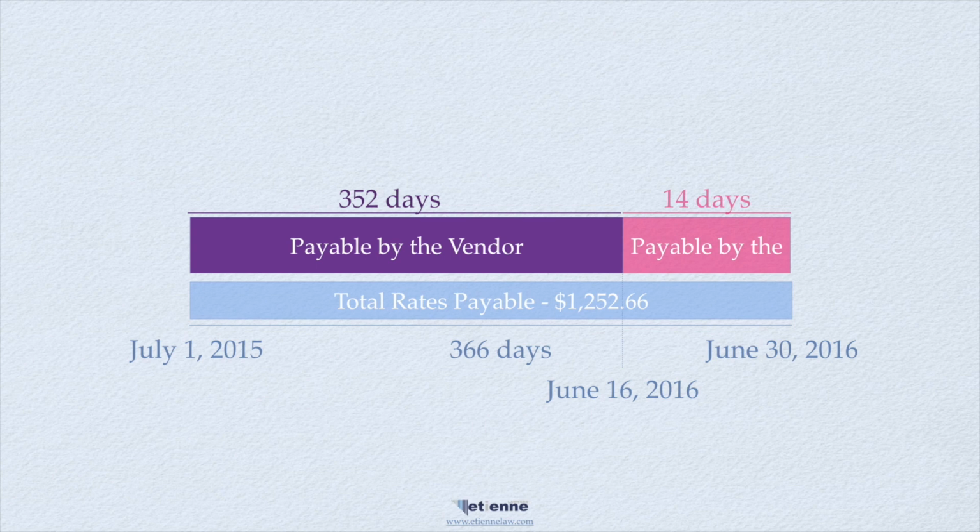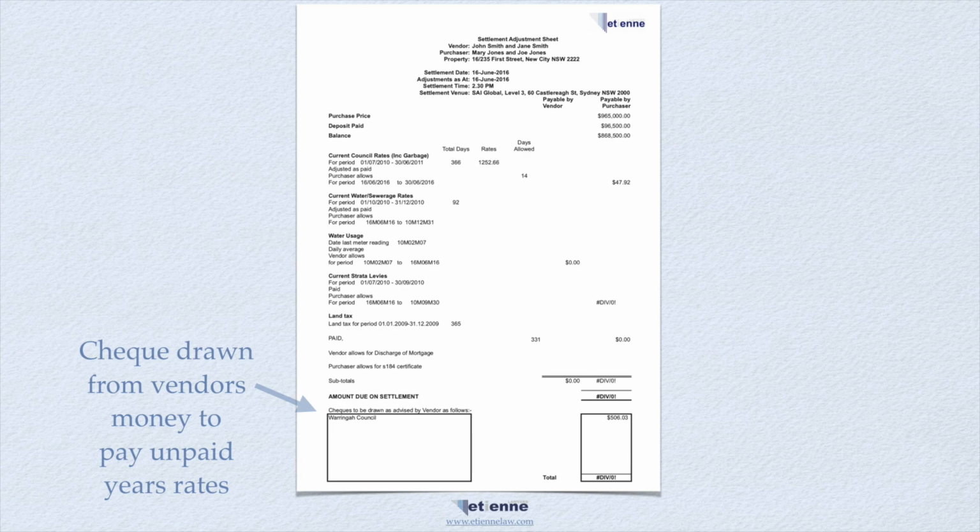In this instance, $506.03. The rates now being paid in full, you as purchaser owe or have to compensate the vendor for 14 days. This is the adjustment in the settlement sheet where we calculate the amount that 14 days rates represents and adjust the purchase price by adding this amount, being $47.92, to the amount that you have to pay.